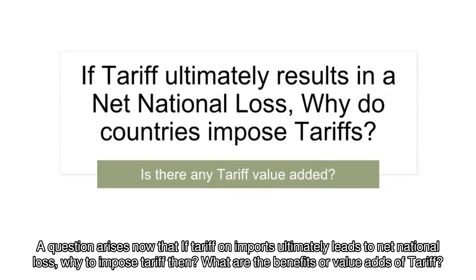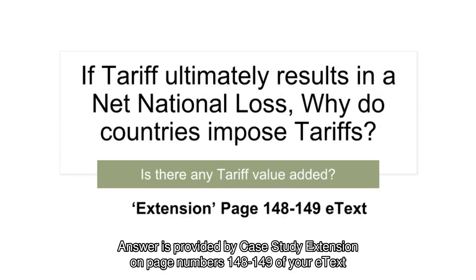A question arises now: if a tariff on imports ultimately leads to net national loss, why impose a tariff then? What are the benefits or value adds of a tariff? The answer is provided by the case study extension on pages 148 to 149 of your e-text.